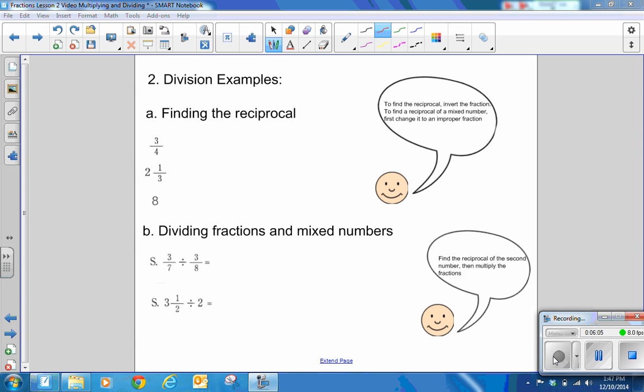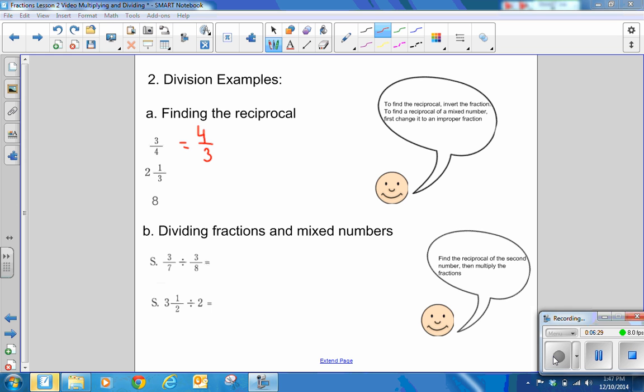Okay, so in order to divide fractions, you will need to know how to find a reciprocal of a fraction. So if you want to find the reciprocal, you need to invert the fraction. Flip it upside down. So the reciprocal of 3/4 will be 4/3. The reciprocal of 2 and 1/3 will be a little bit different.